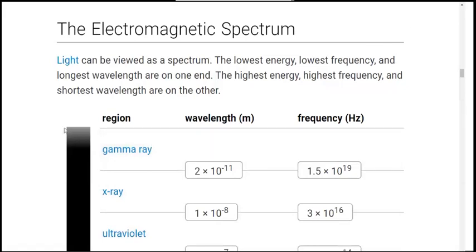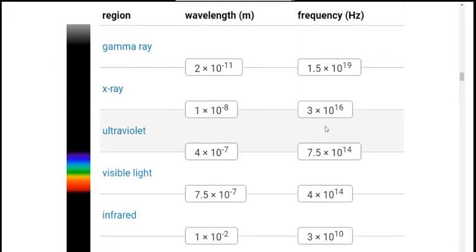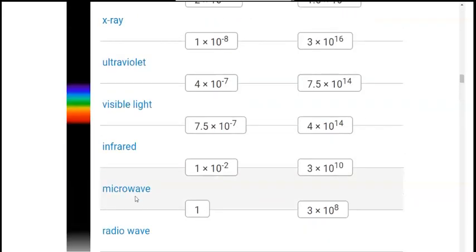Let us take a brief look at the electromagnetic spectrum. You see here, the radiation coming from the sun to us can be roughly and very loosely categorized as gamma radiation, X-ray radiation, ultraviolet, visible light, infrared, and microwave and radio wave. So all these are the brief and loose categories.